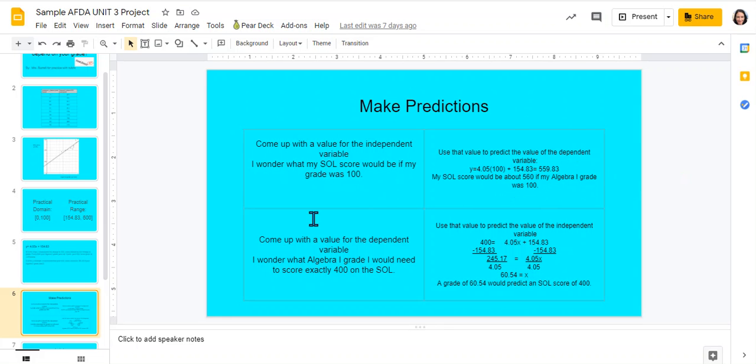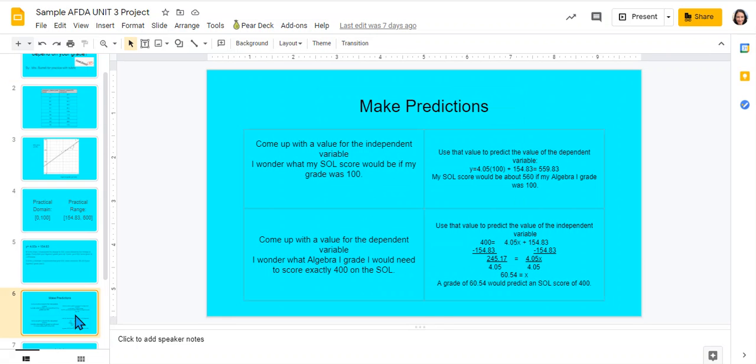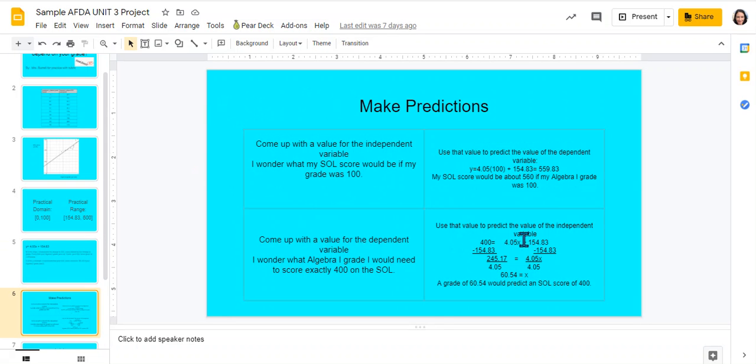So that's all done. Then you start over and you come up with a number for the dependent variable, which is the y. So if you forget what your y is, go back to your table, and that is the SOL score. So I came up with an SOL score of 400, and I wanted to know what the Algebra 1 grade would be if your SOL score is 400. You get to pick whatever number you want for your y. So I put the 400 into my equation for the y. Remember, it's this same equation, so I copy this one, paste it here, and then change the y to 400.